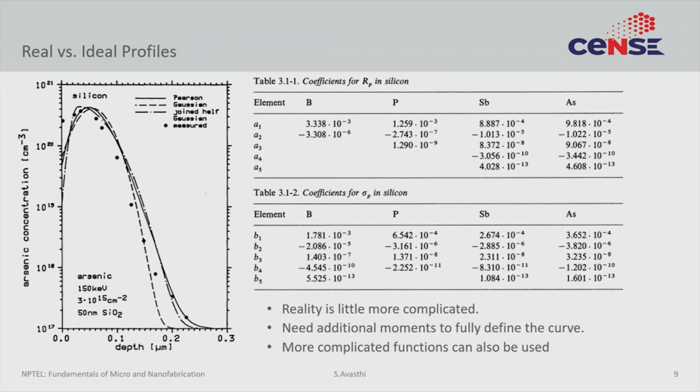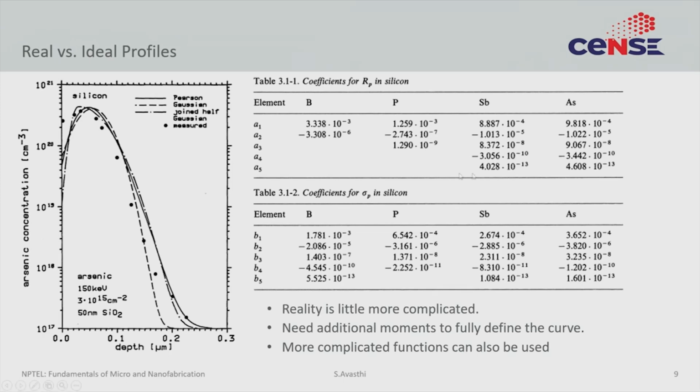For things like Pearson and Gaussian, these two moments are enough to perfectly define it. However, for an arbitrary profile like that represented by this dotted curve or this dotted data, you have to start measuring higher order moments. So you can measure the third moment or the fourth moment, etc. And the more moments you add, the more accurate your profile will be.